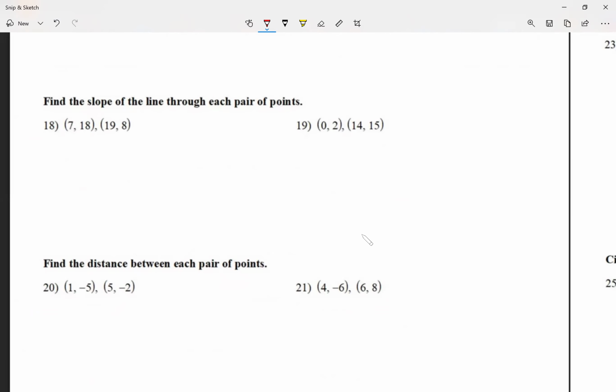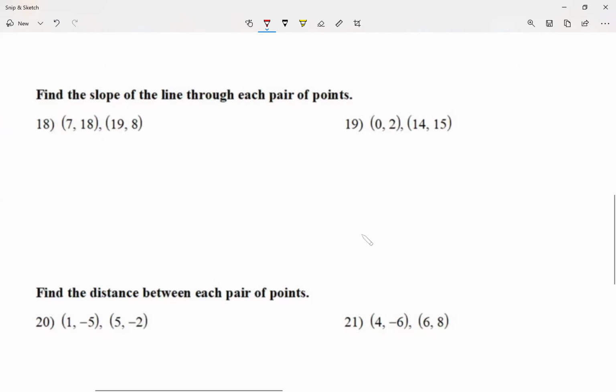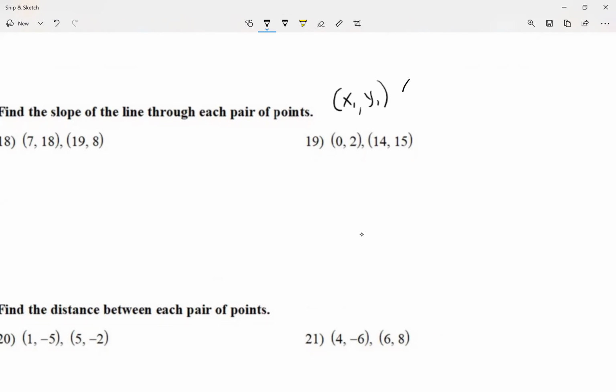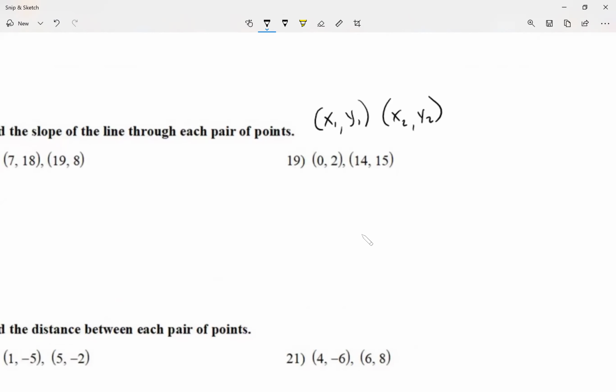Question 18 and 19, I'm asking find the slope of the line through each pair of points. So given 2 points, I want you to give me the slope of the line. Okay, for us to remember, how do we get the slope of the line? Given 2 points, I'm gonna call this x1, y1, which means the x of the first point, the y of the first point, and then the other point I'm gonna call it x2, y2, which means the x of the second point, the y of the second point.